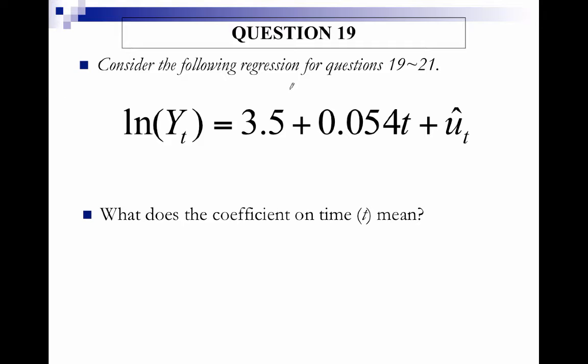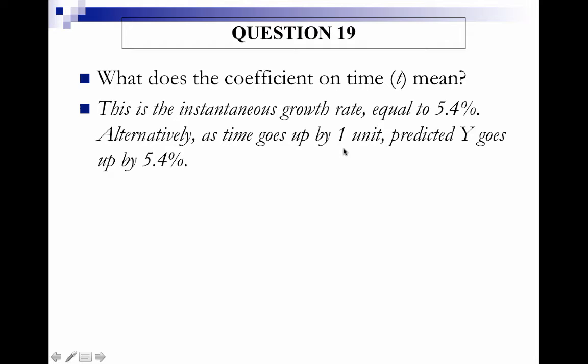Now we know that since this is a growth model, we can interpret the slope value of 0.054 as a growth rate. So we can say that the instantaneous growth rate is equal to 5.4%, or alternatively, as time goes up by 1 year, predicted y goes up by 5.4%.